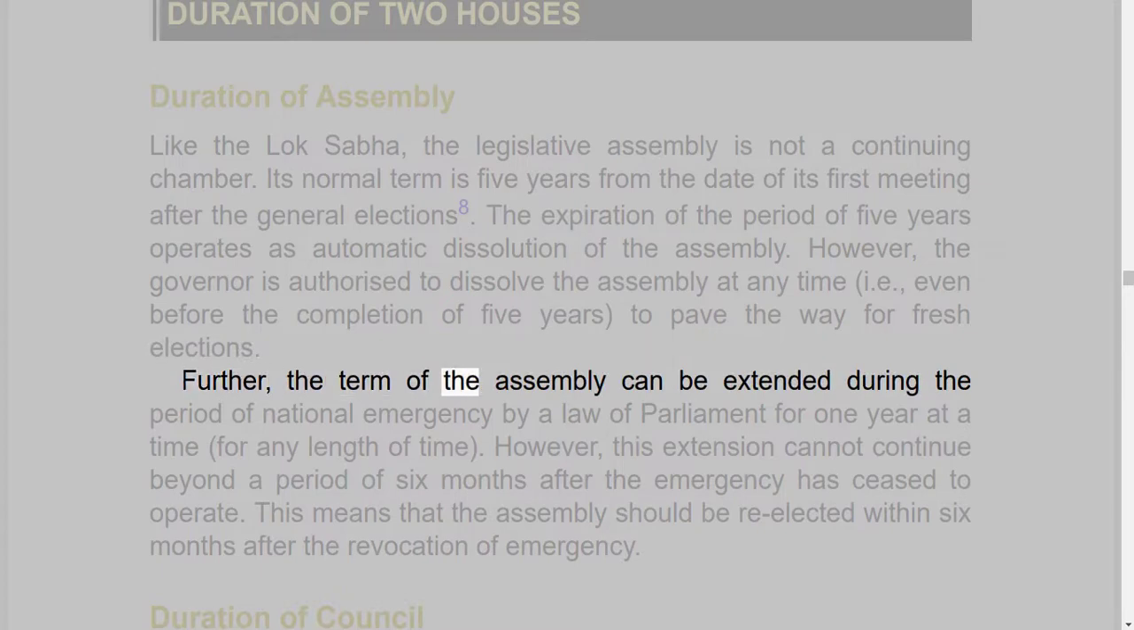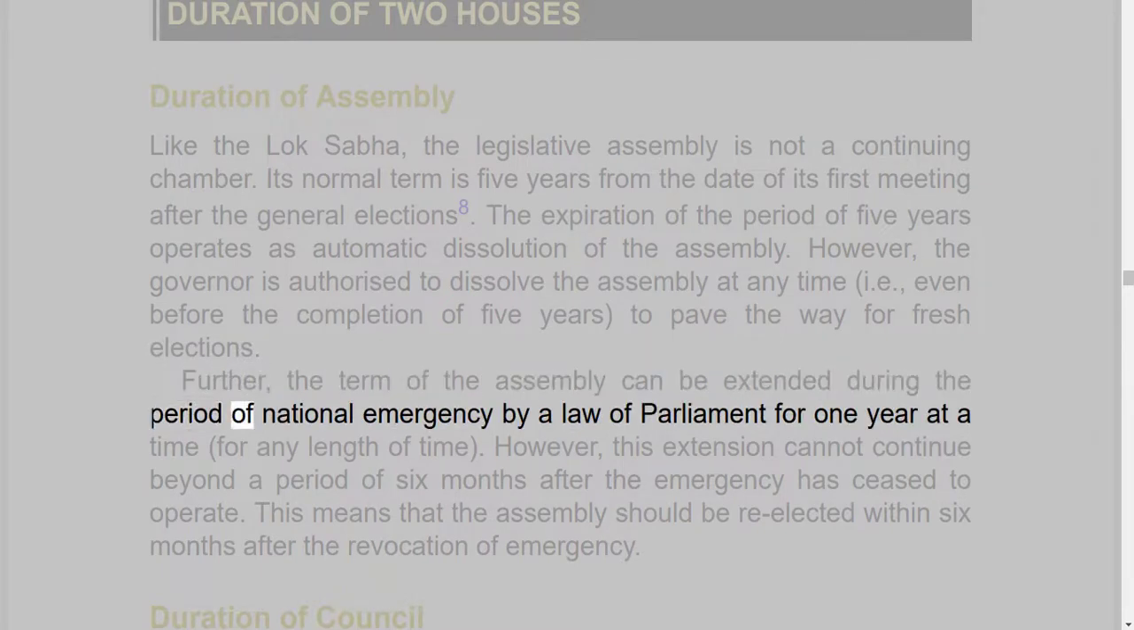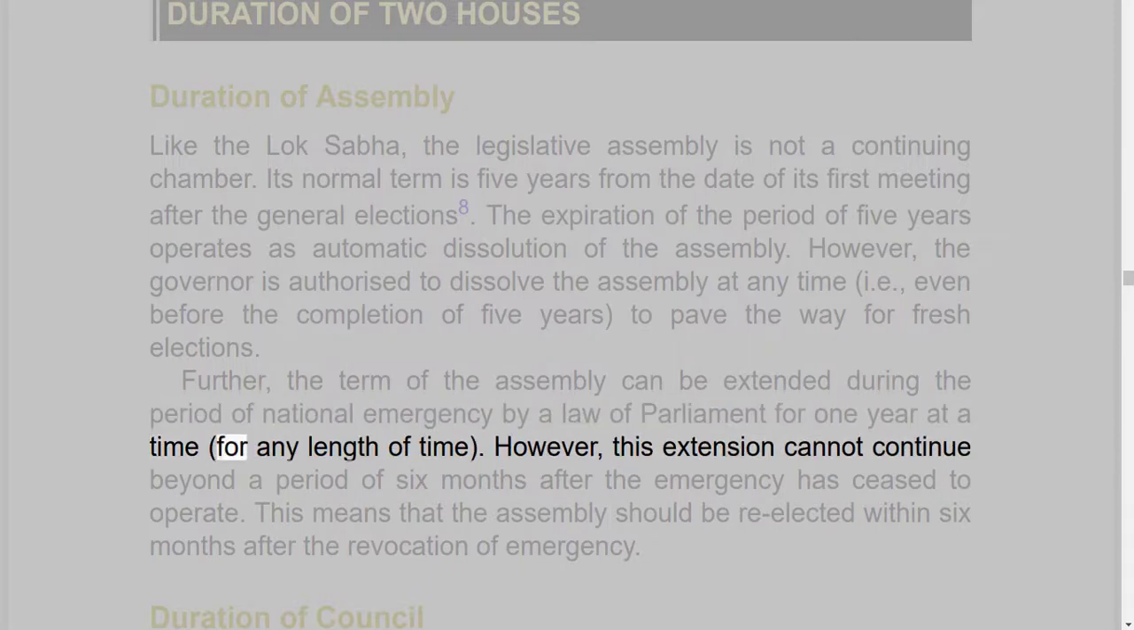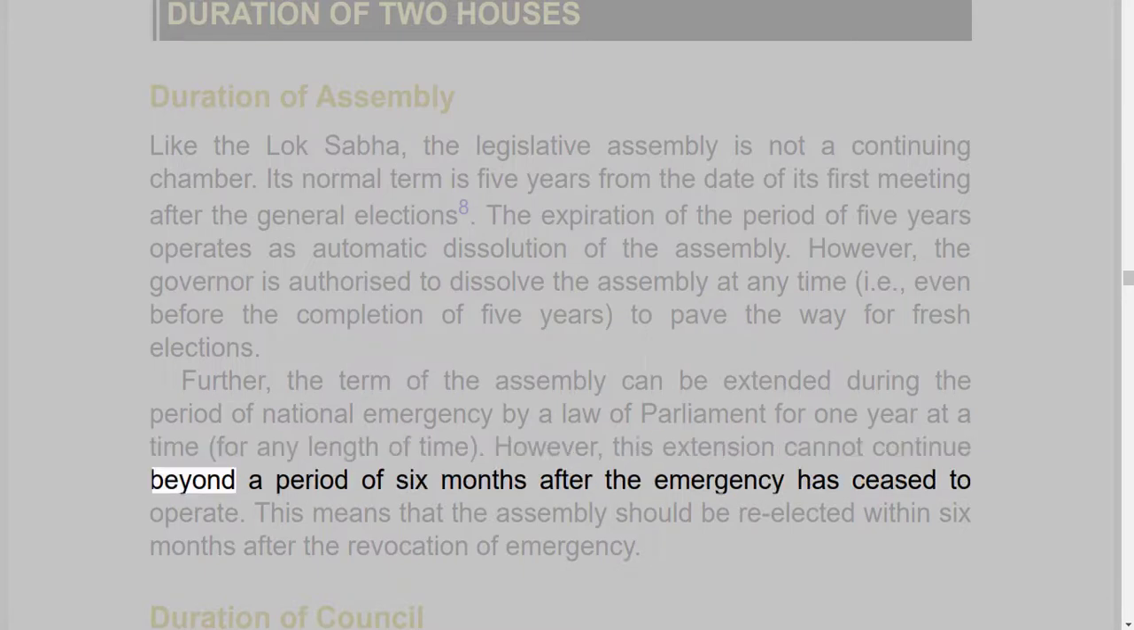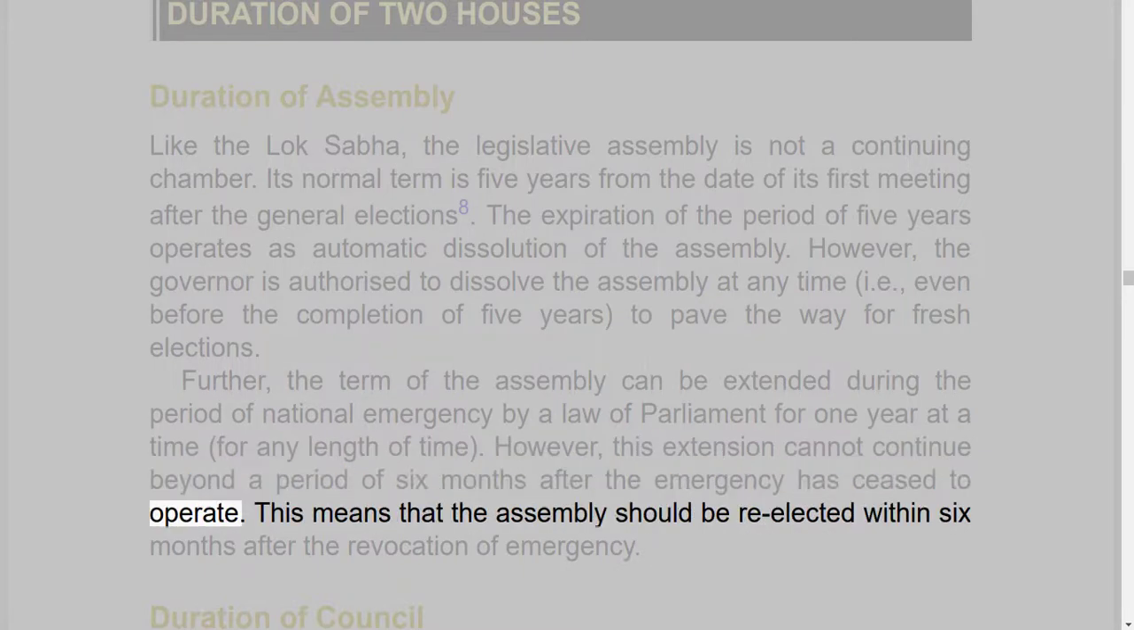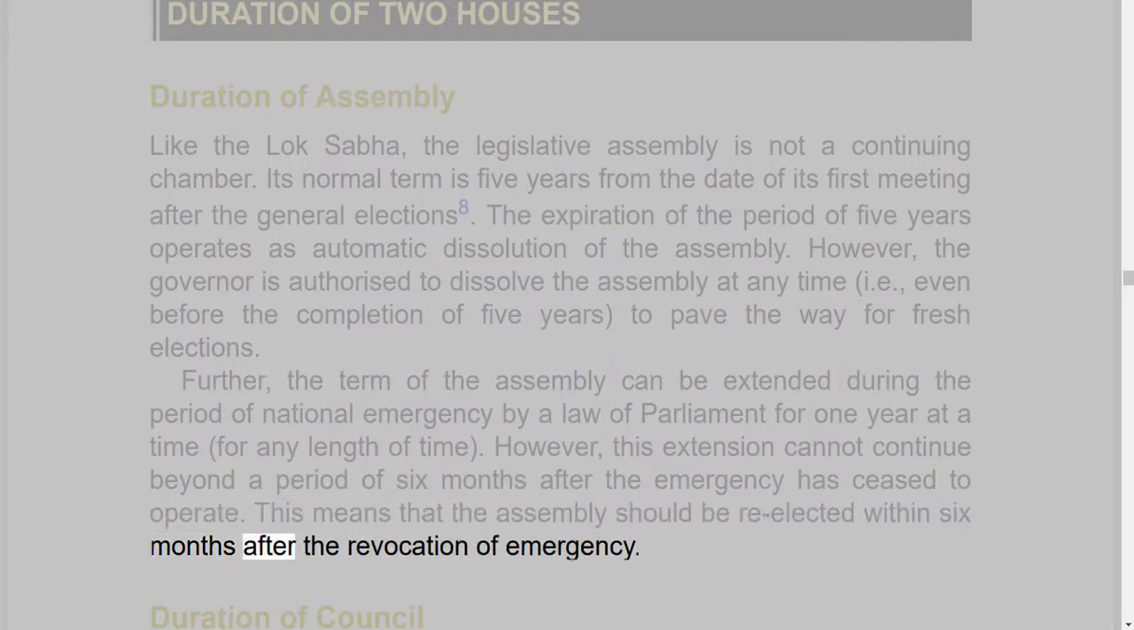Further, the term of the Assembly can be extended during the period of national emergency by a law of Parliament for 1 year at a time, for any length of time. However, this extension cannot continue beyond a period of 6 months after the emergency has ceased to operate. This means that the Assembly should be re-elected within 6 months after the revocation of emergency.